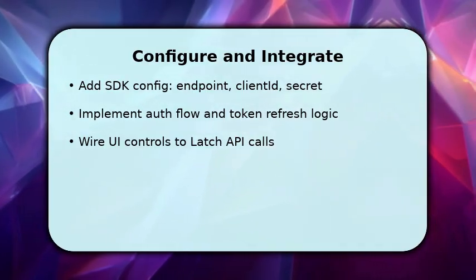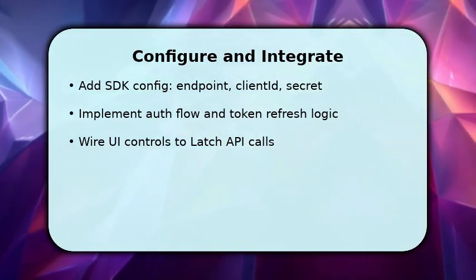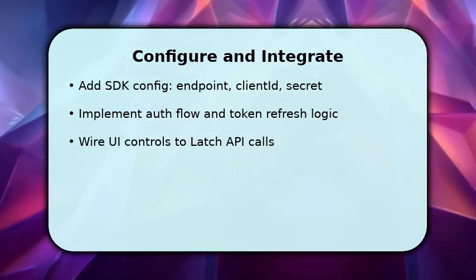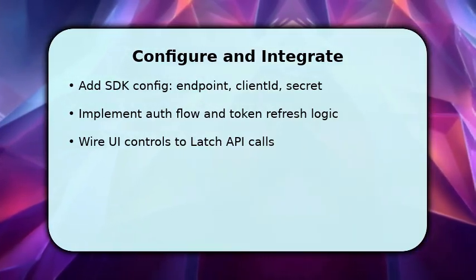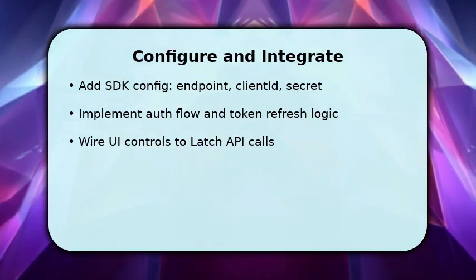Then wire your UI controls to call Latch APIs for lock/unlock or telemetry. Use short timeouts and retries for flaky networks. Make sure to log errors and user actions for debugging. This middle phase is where reliability and user experience are built.